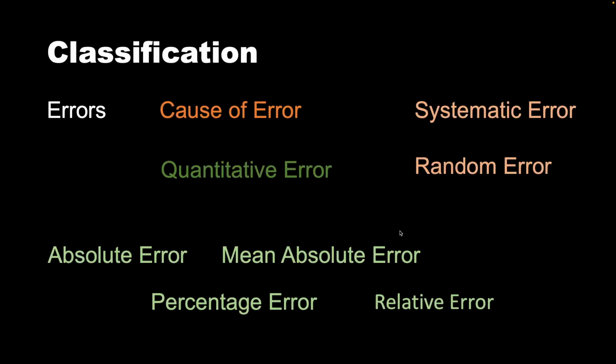Now error can be classified on two bases. The first is the cause of error and the second is quantitative. In the cause of error, we have two types: systematic error and random error. In the quantitative aspect, we can have four error types: absolute error, mean absolute error, percentage error, and relative error. Here percentage error and relative error are very much related. Relative error is the ratio, whereas percentage error is the percentage form of that ratio. One by one we will cover all these types of error.